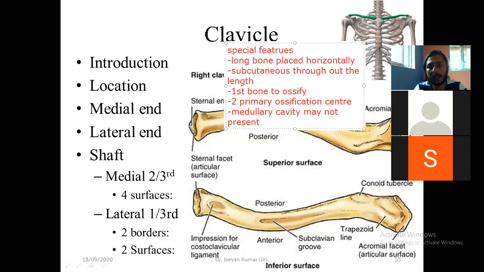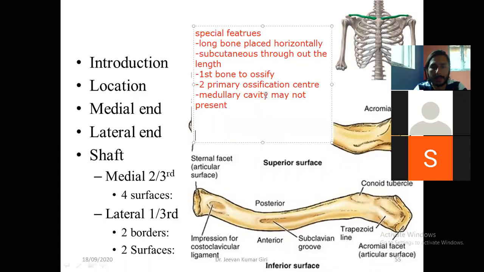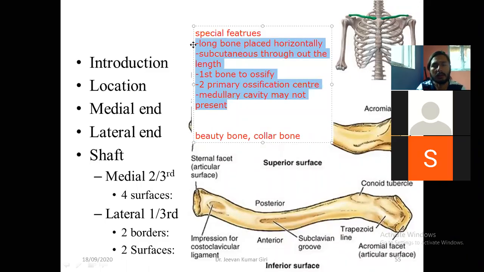Medullary cavity may not be present in the clavicle. So see the next name for this bone. Generally we are considering it as a collar bone. Collar bone. Okay. So this is the clavicle, and these are some features of the clavicle.